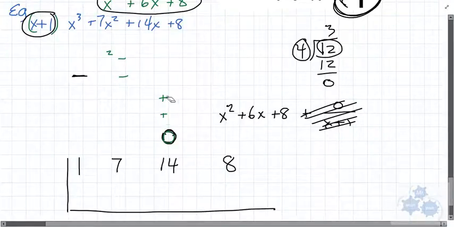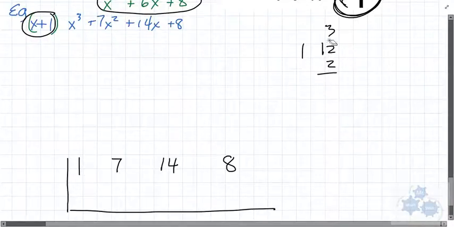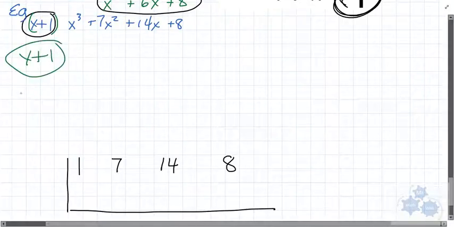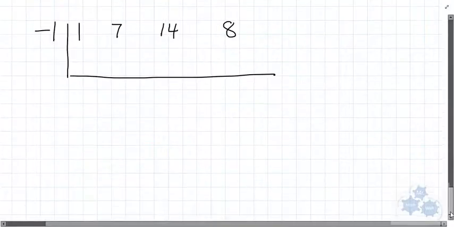So that's the first step. Elongated L, write the coefficients, kind of steps 1 and 2. Now you want to find out what your A value is. So x plus 1 is the binomial. What does A equal? -1. Very good. So we're going to put A right here, -1, just outside of that elongated L, and then we're set up, ready to go. So those are the critical first few steps: elongated L, coefficients of the dividend polynomial, and then the A value of the divisor binomial.